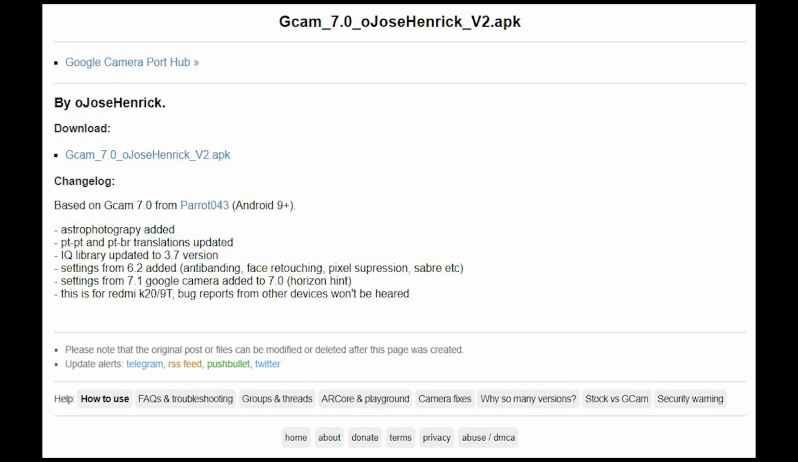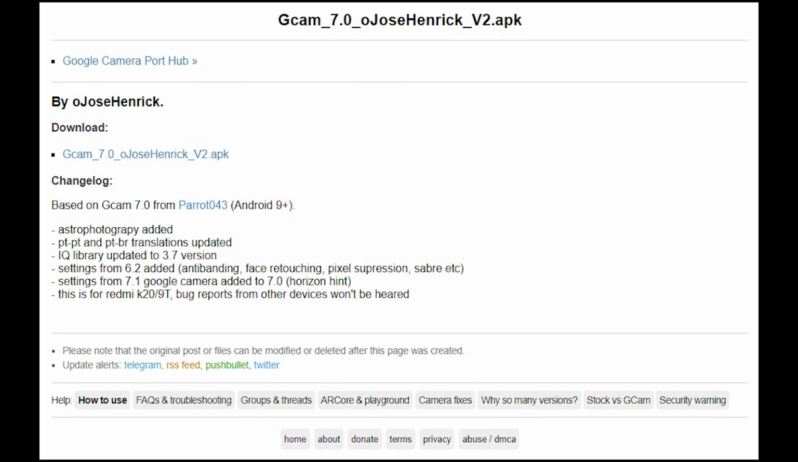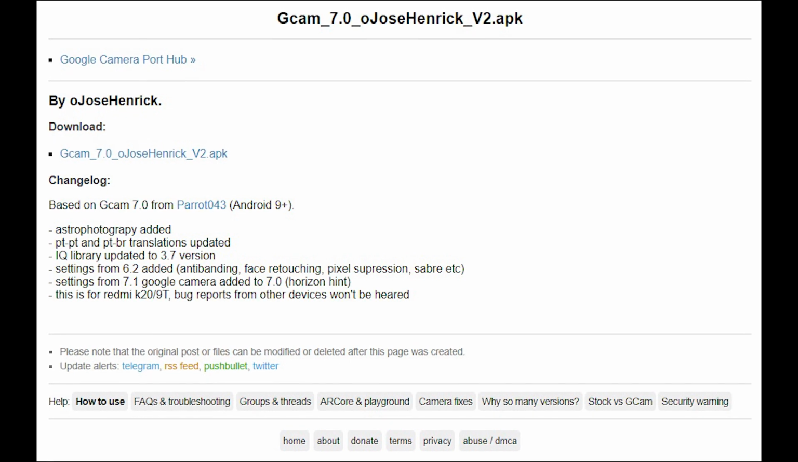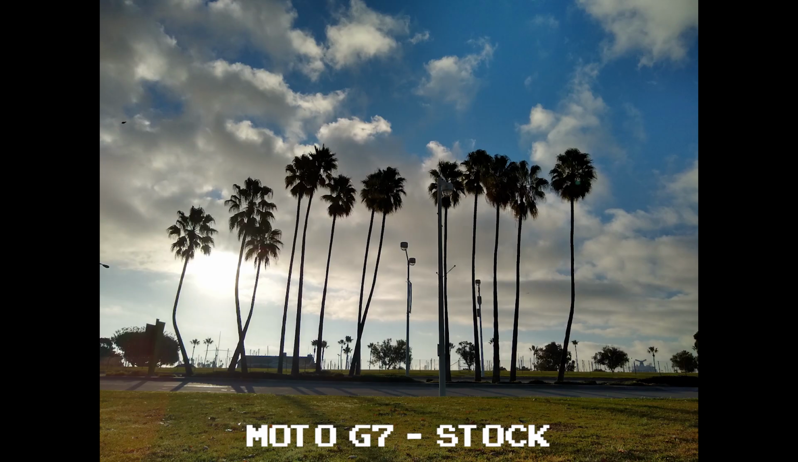In this particular instance, using the Moto G7, I'm running GCam 7.0, which was made by Jose Henrik, I think is what it said, with a build date of October 27th. So that's enough talk here. Here are the results.